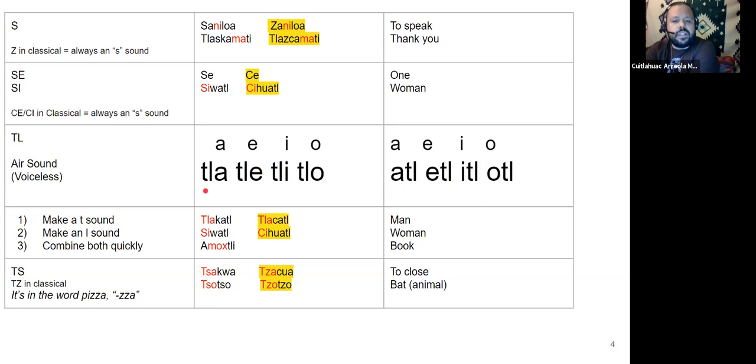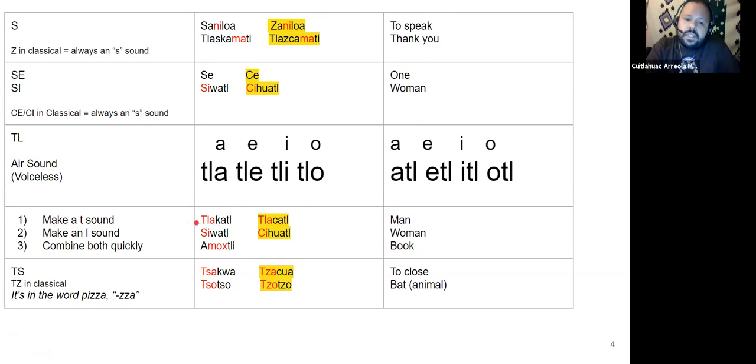Now, let's practice again, right? So, tla, tle, tli, tlo. At, et, eat, ot. Right, so we have some words to practice, right?